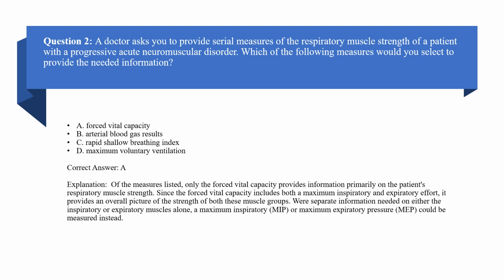Of the measures listed, only the forced vital capacity provides information primarily on the patient's respiratory muscle strength. Since the forced vital capacity includes both a maximum inspiratory and expiratory effort, it provides an overall picture of the strength of both, if you will, both sides of the equation, both of these muscle groups. Were separate information needed on either the inspiratory or expiratory muscles alone, a maximum inspiratory pressure (MIP) or maximum expiratory pressure could have actually been used instead.